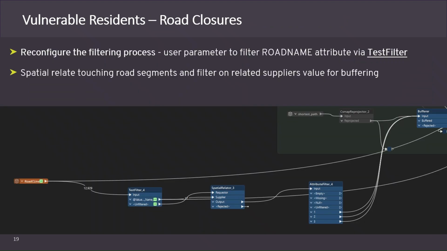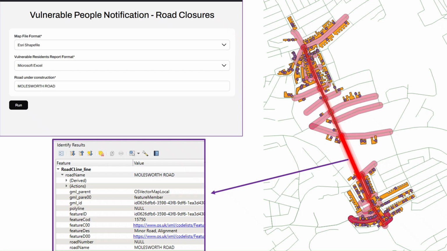Road closures. So if we reconfigure the filtering process and the user parameter influence and change that to selecting a road name as opposed to contributing your own source, then that road name and segment will be filtered out, and then all the other road segments are spatially related to find which ones touch that road, and they become the source to be buffered and collect the vulnerable residents that are affected. And this is just a bit of a clip of the results.